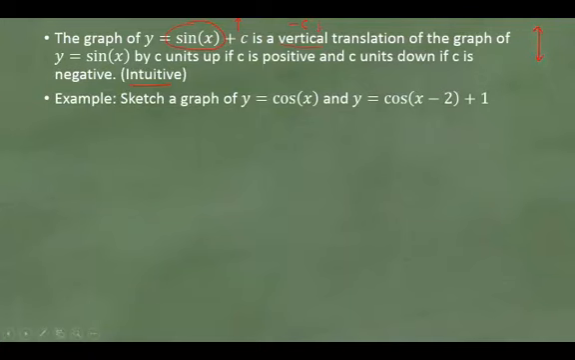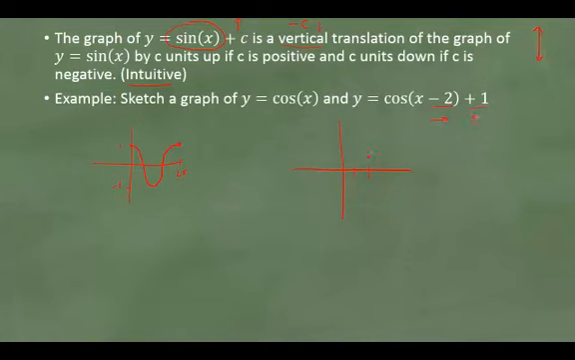So we're going to sketch a graph of y is equal to cosine x. You already know how that looks. It starts at 1, goes down, goes back up to 1, and that's from 0 to 2 pi. And now we're going to sketch cosine of x minus 2 plus 1. What this is going to do is it's going to take cosine of x and it's going to move it, again, not to the left but to the right 2, so 1, 2 from its starting point, and up. So to the right 2 and then up 1.